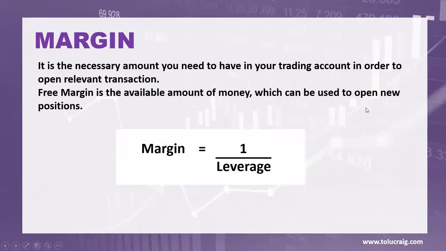Now let's talk about margin. Margin is the necessary amount you need to have in your trading account in order to place a relevant transaction or to place a trade. There's an amount that is required for you to have in your account. If you don't have that money in your account, you cannot place a trade. Free margin is the available amount of money which can be used to open new positions.